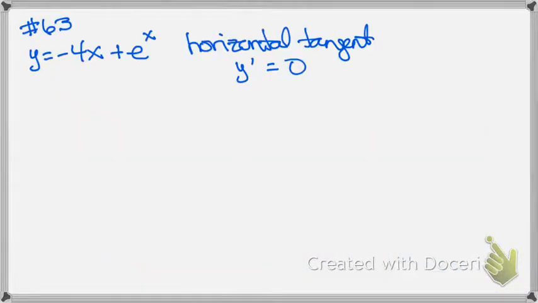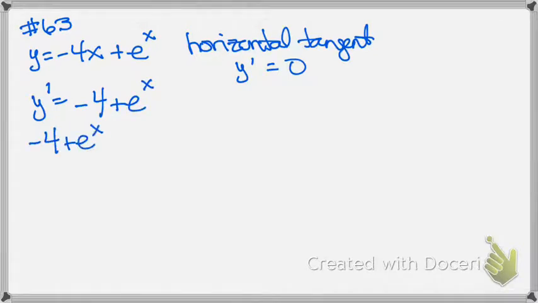Okay, number 63. It asks, where is there a horizontal tangent, which hopefully you know that's where the derivative is 0. So we got to find the derivative. The derivative of negative 4x is negative 4, and the derivative of e to the x is e to the x. And now you have to set that equal to 0.